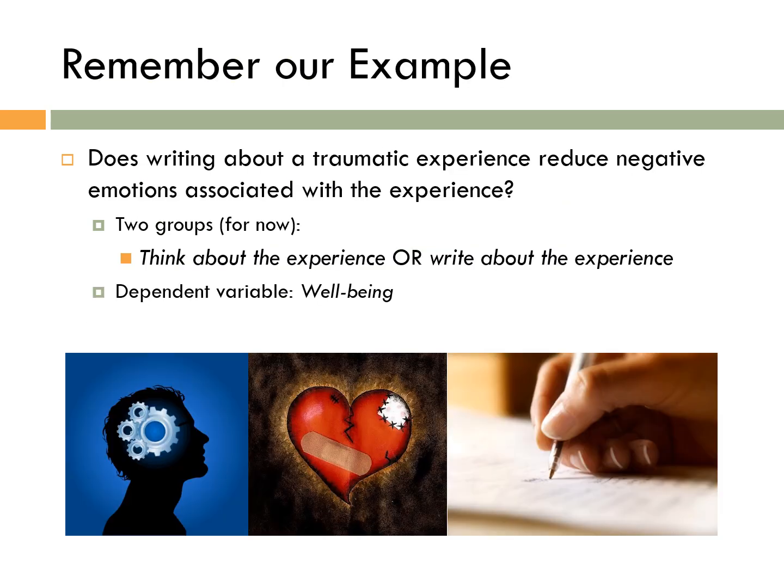As we go into today's lecture, I want to remind you about our example from last week, which is the question of, does writing about a traumatic experience reduce negative emotions associated with that experience? The way we addressed this was we had two groups or two levels of our independent variable. One was thinking about the experience and one was writing about the experience. And then we had our outcome variable, the dependent variable of well-being, to see how well somebody was doing depending on whether they had thought about or written about the experience.